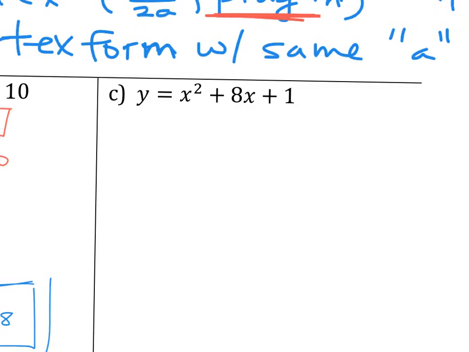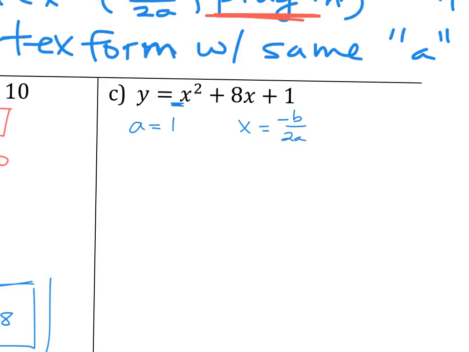So, sorry. All right. What's your A term? 1. A is 1, right? There's no number there. It's a 1. So A is 1. Then we need to find our vertex. So negative b over 2a is going to get us our x.